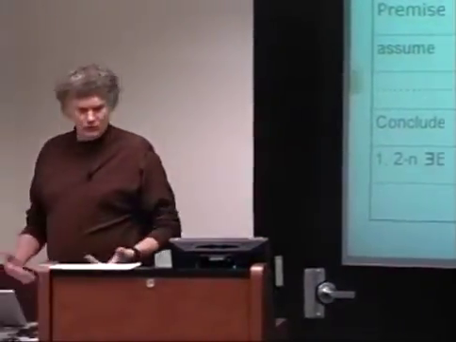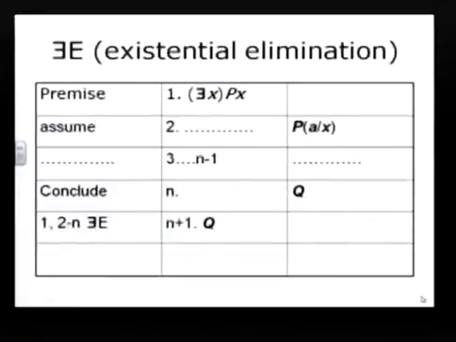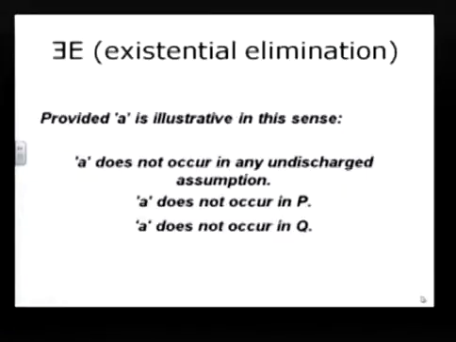Now that's a long-winded way of trying to explain this, but that's probably about the best you can do with these provisos that A is illustrative in this sense. It doesn't occur in any undischarged assumption. It doesn't occur in the P that you're deriving it from, you don't want it in the premise, and it doesn't occur in the Q that you establish as your conclusion. If that's the case, then that A is illustrative in the desired sense, and you can use existential elimination.